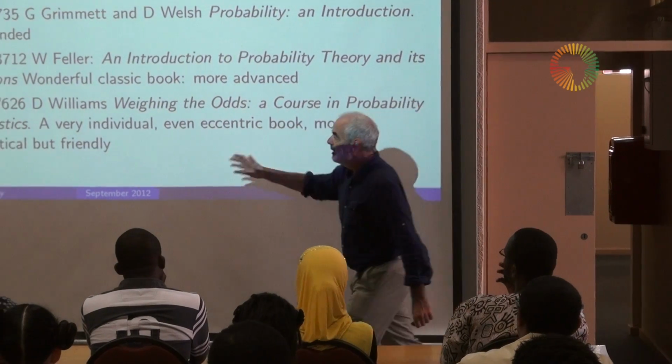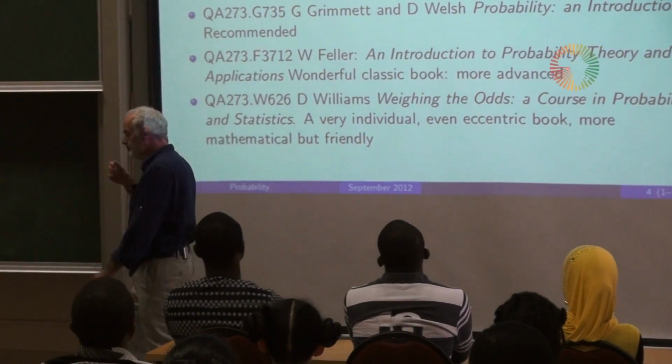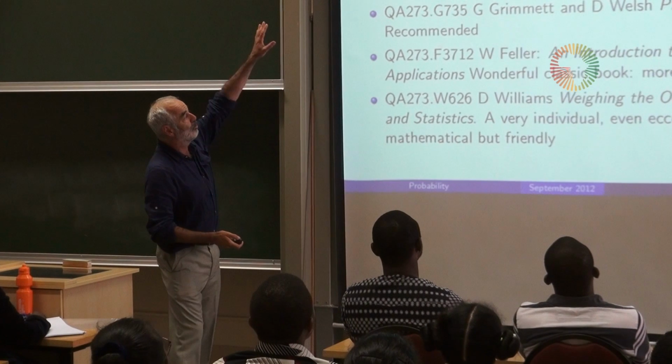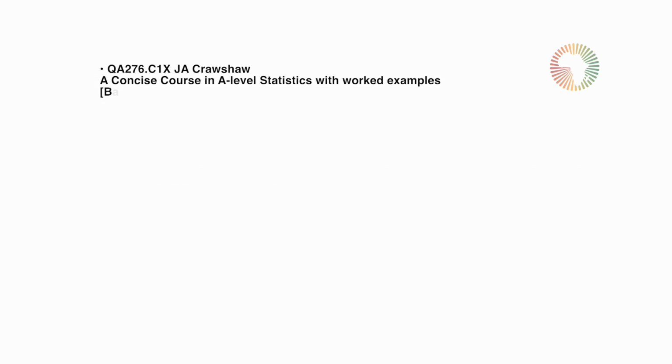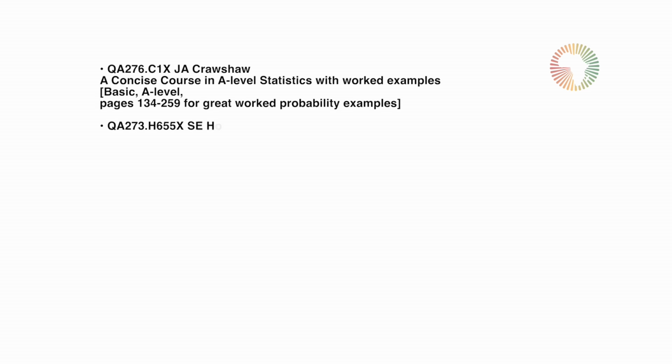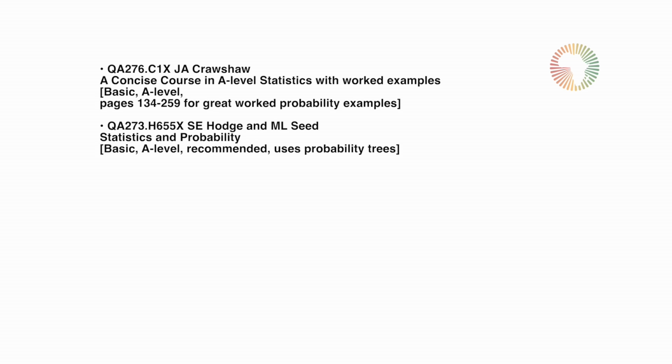Okay, great. There are some books. I looked through the library yesterday. Just in order of basicness, for people who haven't done too much, this is an A-level book, but it's got a very nice section on probability. There's only one copy of that. There are lots of copies of these, about 8 copies. I like this. It uses probability trees, which I'm going to be using a lot.